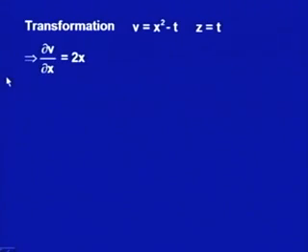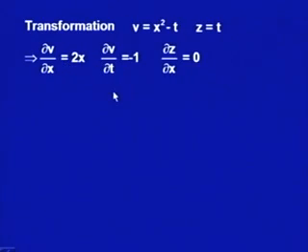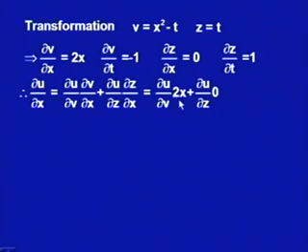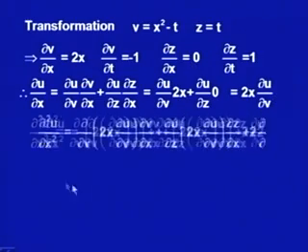Using this transformation again, we have del v over del x as 2 x, del v over del t as minus 1, del z by del x as 0 and del z by del t as 1. So, now find del u over del x using the chain rule: del u over del v times del v over del x plus del u over del z times del z over del x. We would get del u over del v times 2 x, because the derivative of v with respect to x is 2 x and here it is 0. So, we would get 2 x times del u over del v.